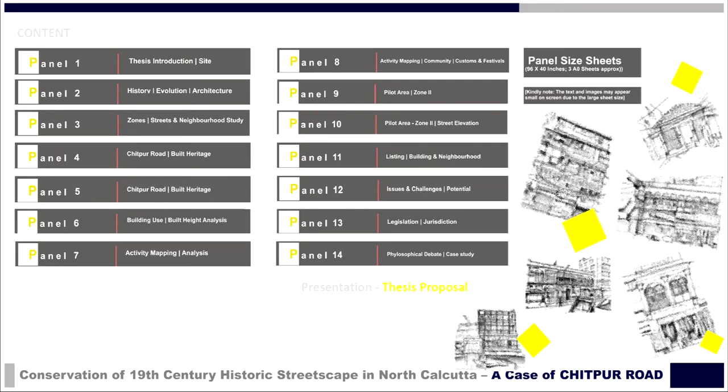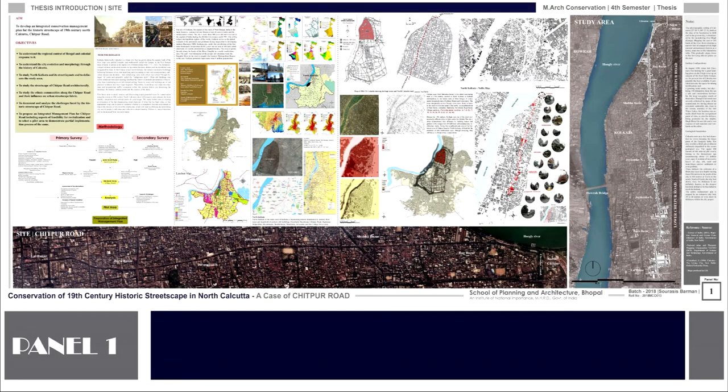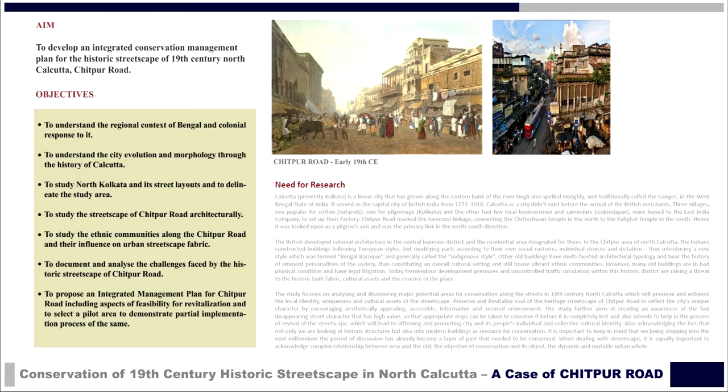The structure of the presentation. Panel 1. Introduction to thesis and site. Aim: to develop an integrated conservation management plan for the historic streetscape of 19th century Calcutta, Chitpur Road.